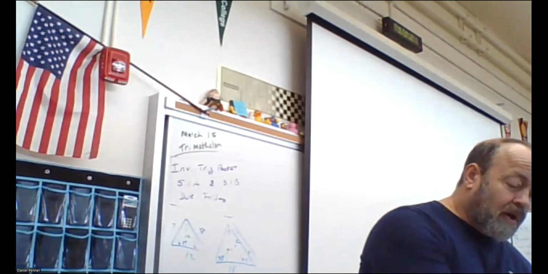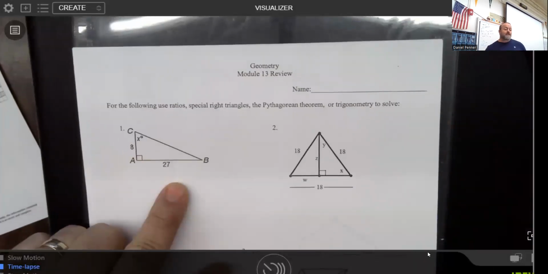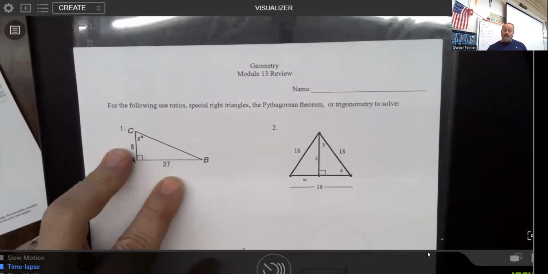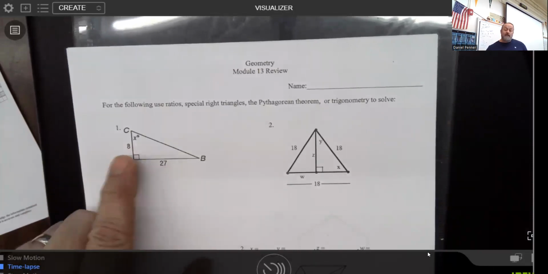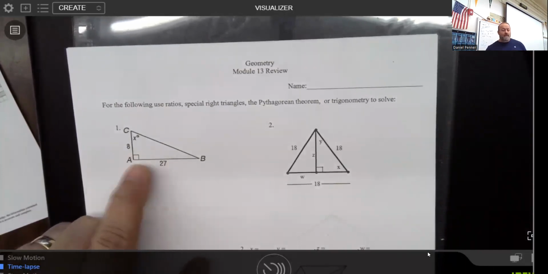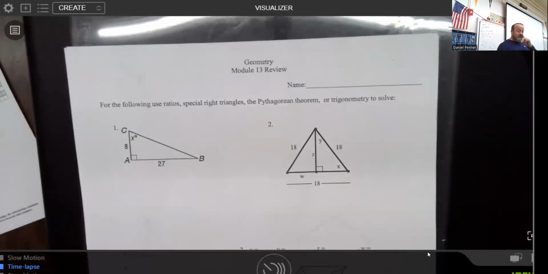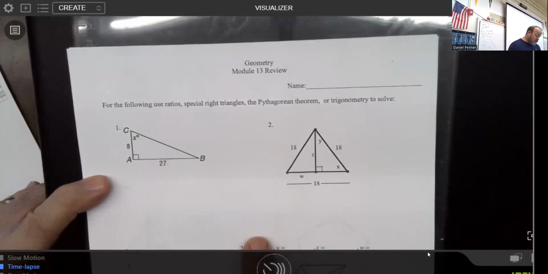So we'll notice that in our first problem, this is not a special right triangle, because if it was a special right triangle, either these two values would be identical, 8 and 8, or 45, 45, 90 maybe, or this one would be exactly this guy times root 3, but that's not true. This doesn't say 8 root 3, it says 27, so it's not special. So we're going to have to use regular SOHCAHTOA trig.